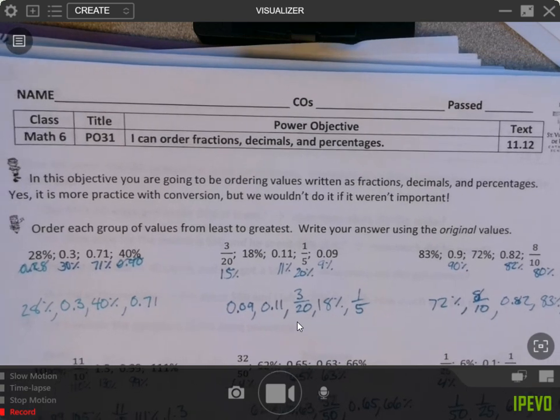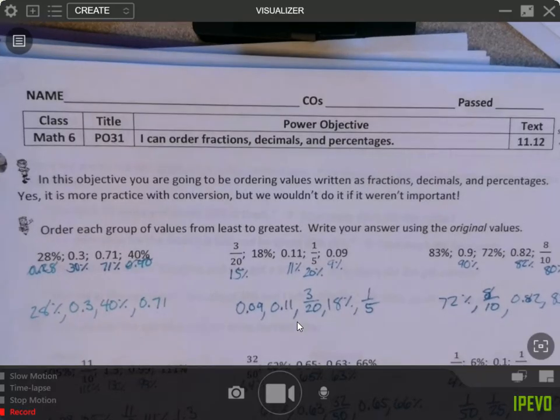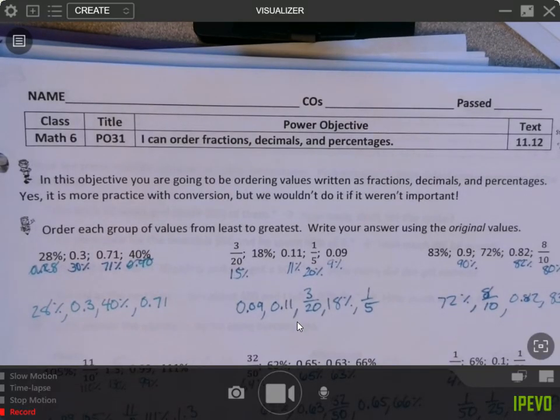Good morning. Today we are correcting PO31, ordering fractions, decimals, and percentages. Remember, the big thing with this objective was to convert to one type. You'll be given multiple fractions, decimals, percentages. You need to pick one so you can put them in order.